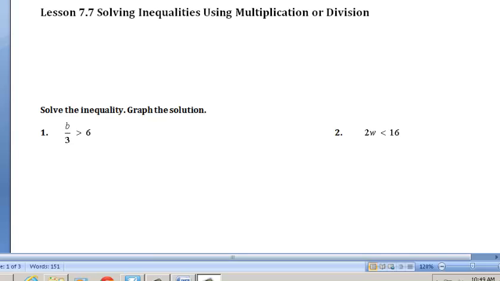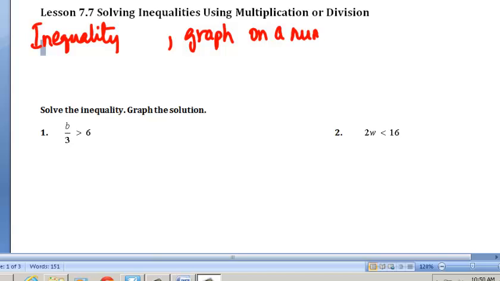This is lesson 7.7, solving inequalities using multiplication or division. This is the same kind of lesson that we did with equations, except that now we are using inequalities as a symbol instead of an equal to sign. So in this lesson, the difference is that we are going to be using the inequality sign, and then the other thing we are going to do is we are going to graph the inequality on a number line, just like the previous lesson.